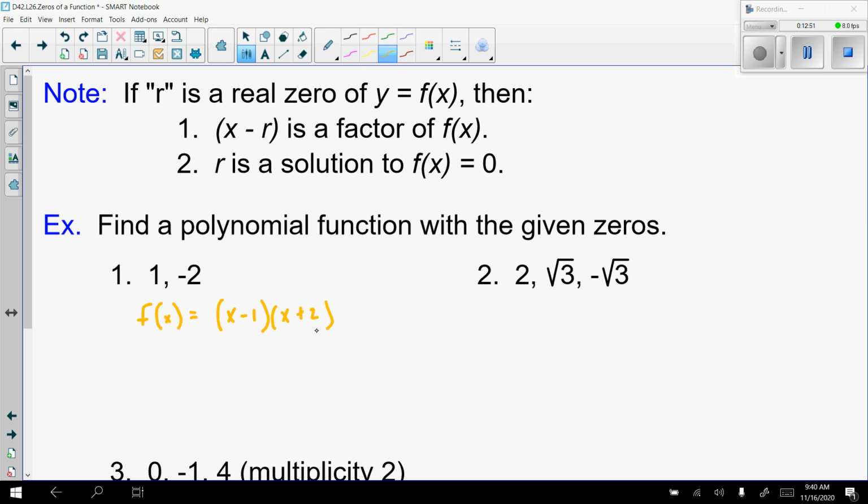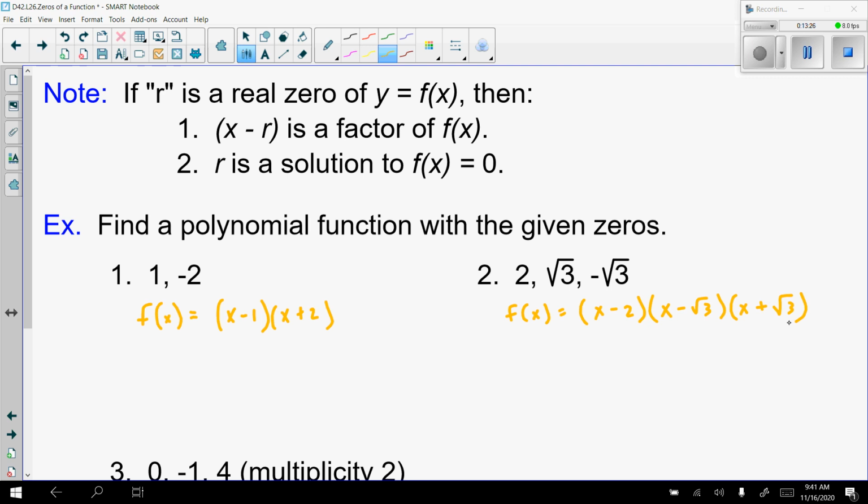This is probably the best way to write it. Number 2, using this same idea. First of all, it needs to be a function, so I'll start with f of x equals. If 2 is a zero, then x minus 2 is a factor. If square root of 3 is a zero, then x minus square root of 3 is a factor. And if negative square root of 3 is a zero, then x plus square root of 3 is a factor. Now, this is a fine answer.